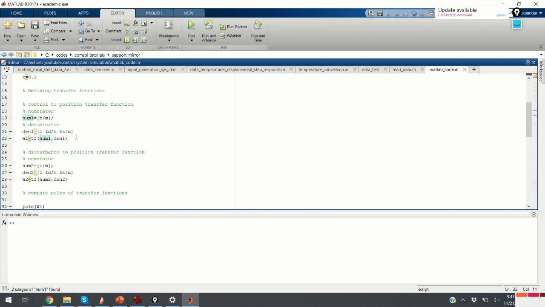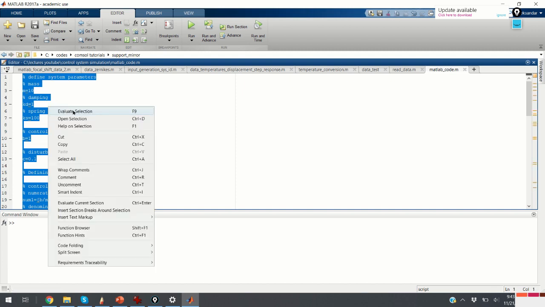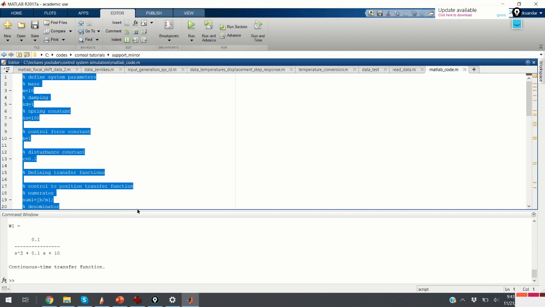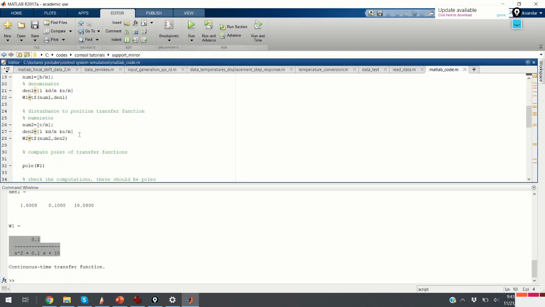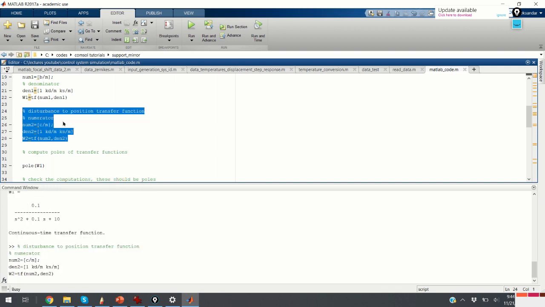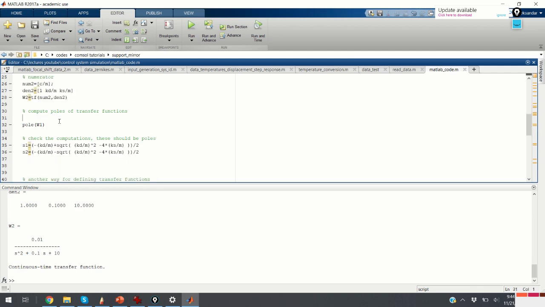And by executing this line of code, we have obtained our transfer function. So here is our transfer function. Similarly, we can define W2, the transfer function from disturbance force to position. And let's check the poles.